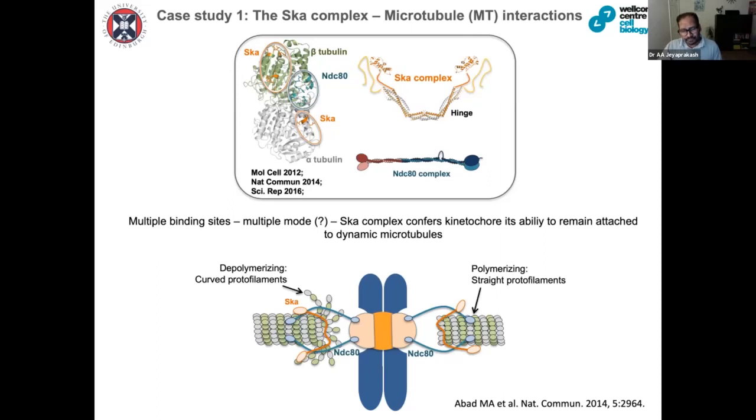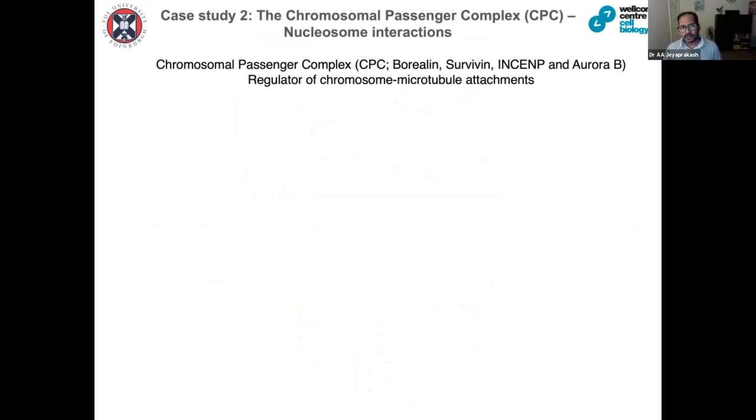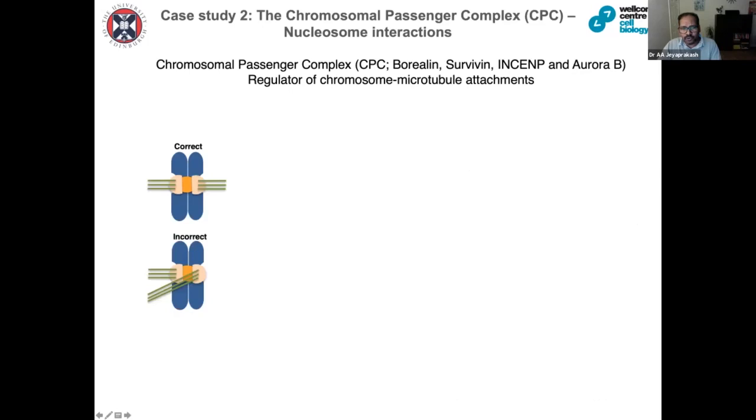So the second example that I have is the interaction mapping of the chromosomal passenger complex, which consists of Borealin, Survivin, INCENP, and Aurora B kinase, and its interaction with the nucleosome. The chromosomal passenger complex, commonly known as CPC, is one of the major regulators of chromosome microtubule attachments. The chromosome microtubule attachment is a stochastic process. As a consequence, it's prone to incorrect attachments, and these incorrect attachments need to be eliminated before the sister chromatids start to segregate.